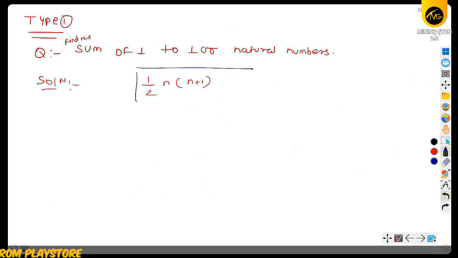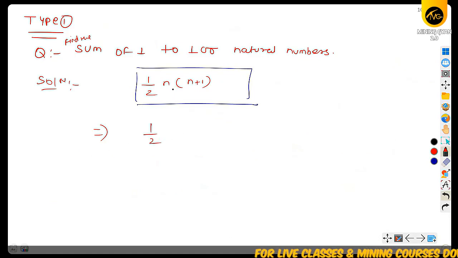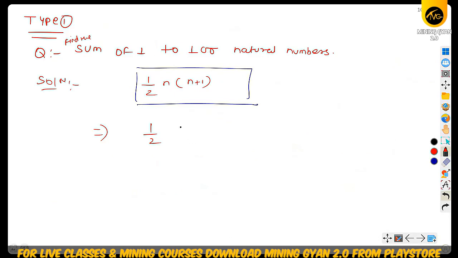This is the formula. Just put down the values in this formula and you can get the answer. Now, 1 divided by 2, what is the n? Basically n is the maximum number, the highest number, the greatest number in this group of numbers. So for 1 to 100, 100 is the highest number, that is n.